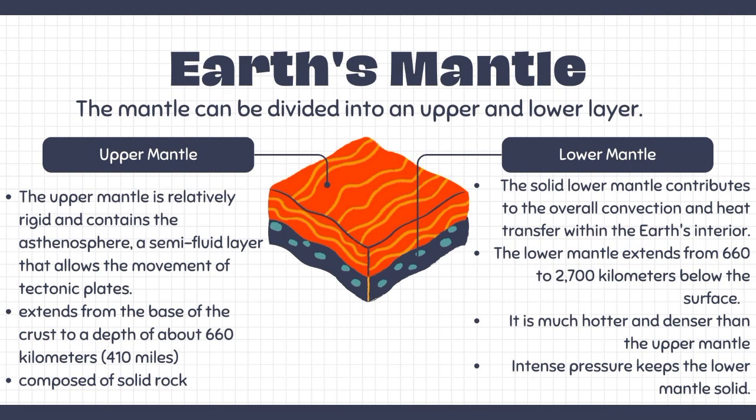And now the lower mantle. The solid lower mantle contributes to the overall convection and heat transfer within the Earth's interior. The lower mantle, extending from about 660 kilometers to 2,700 kilometers beneath the surface, is hotter and denser than the upper mantle. Intense pressure keeps the lower mantle solid.